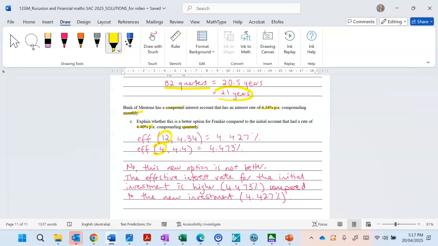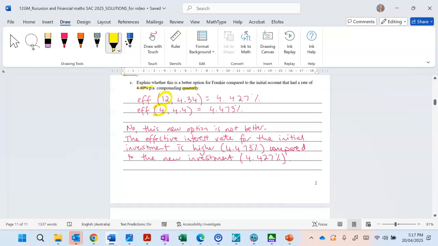So make sure you have a good understanding of the difference between an investment and a loan. If you've got a loan, obviously you want a lower interest rate. If you've got an investment, you want a higher investment rate.